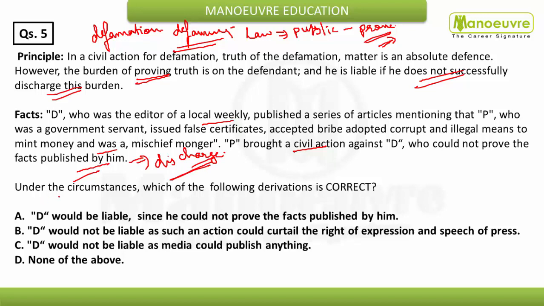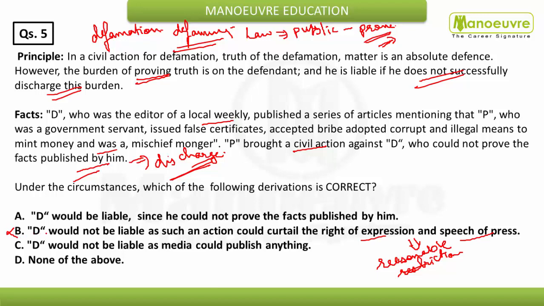Okay, under the circumstances, which of the following derivations is correct? D would be liable since he could not prove the facts published by him. D would not be liable as such an action could curtail the right of expression and speech of press. Now there is no mention of right of expression and speech of press. No doubt there is also a reasonable restriction to the same, guys. They are not absolute rights, correct? There is a reasonable restriction to it. So this cannot be my correct answer choice.